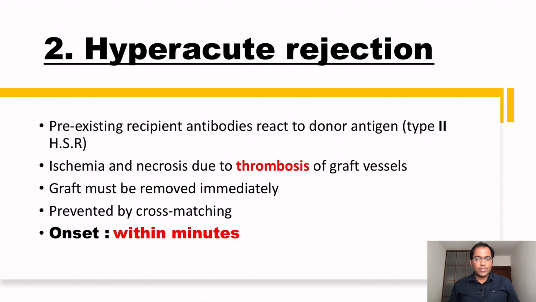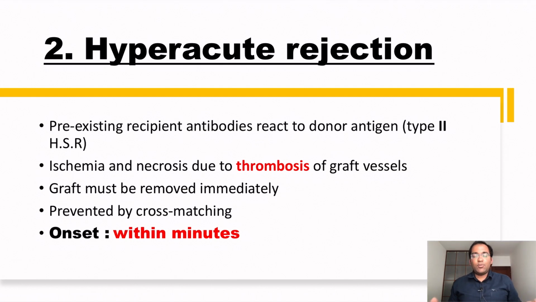Now what is type 2 hypersensitivity reaction? Here we have the preformed antibodies reacting with the donor antigens and forming a complex. Once the complex is formed, these complexes activate the complement, they activate other parts of innate immunity. Also they form a thrombus in the vessels and occlude them. Now the occlusion of the vessel, what will it do? It will lead to necrosis, ischemia.